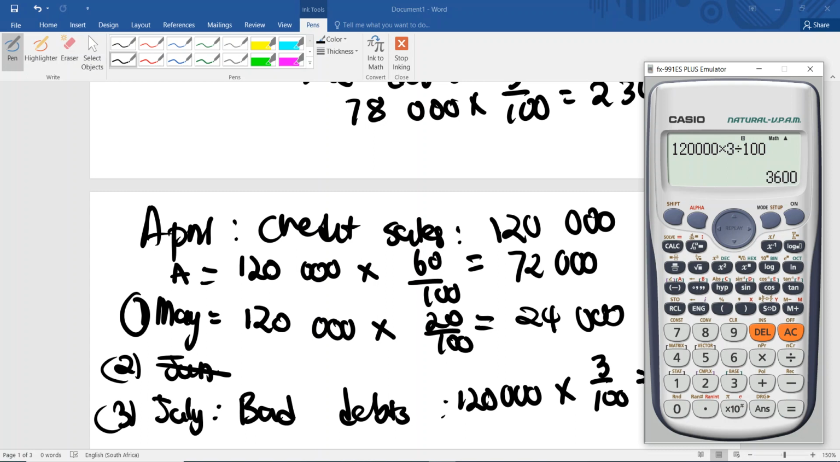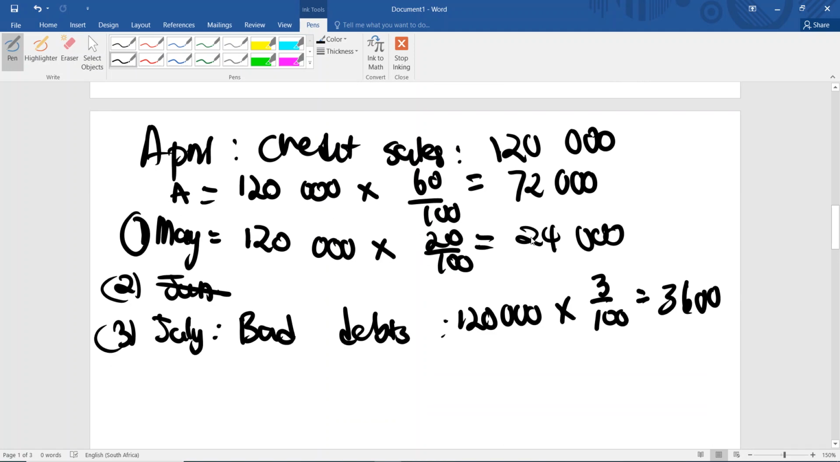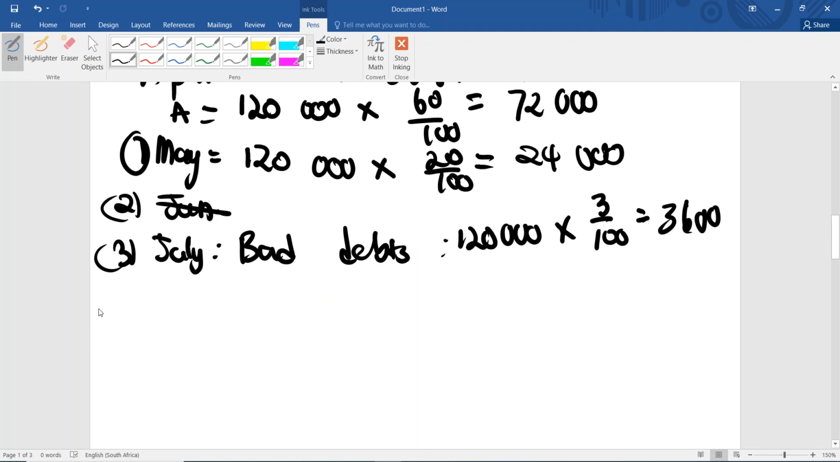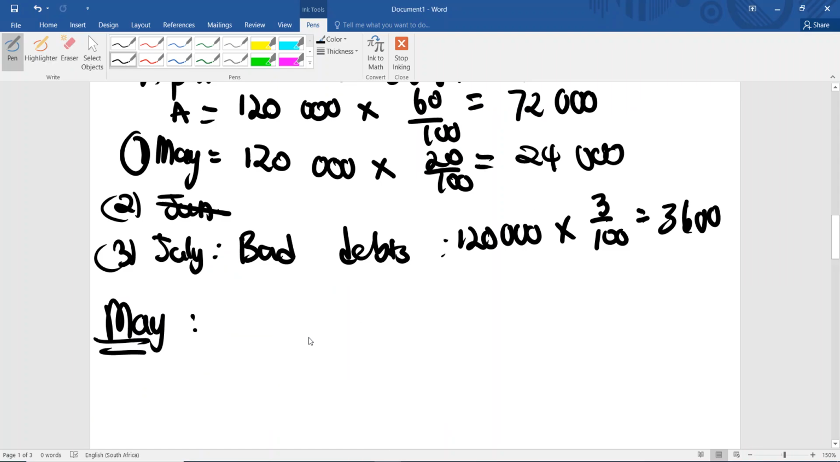We're getting 3.6, and then from there we move on to the next part. We are now going to deal with the credit sales that took place in May. In May, we're only going to focus on the same month. So for May, our credit sales is equal to 48,000. So we're going to say 48,000 multiplied by 60 over 100.